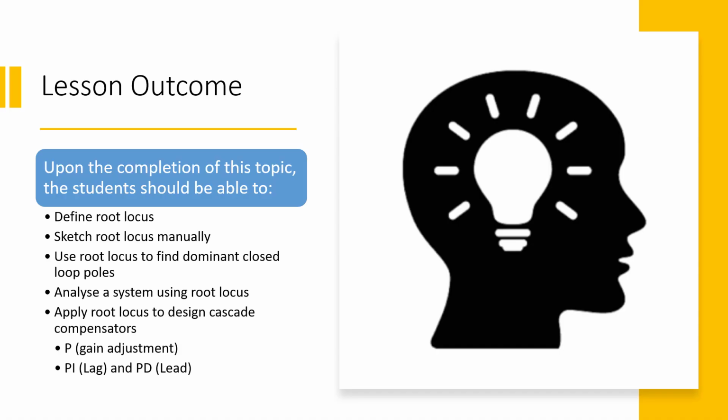So, lesson outcome of this topic. Upon completion of this topic, you should be able to define the root locus, sketch the root locus manually, and use the root locus to find the dominant closed loop poles, analyze the system using root locus, and finally, you should be able to design the cascade compensators, which are the lag and lead compensators.